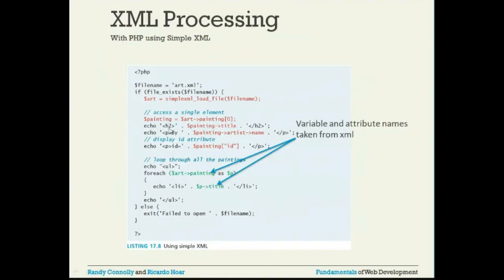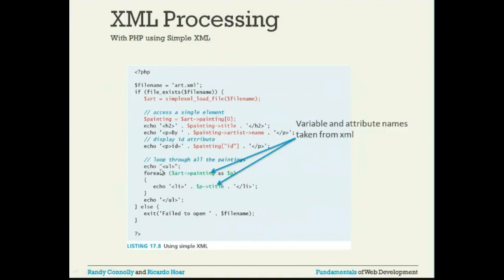Then echo: this is the h2 tag, then you concatenate with the painting and the title. You already have the painting, and you use the arrow operator to get the title, then the closing h2. Similarly, you echo painting, and inside the painting we have artist, and inside the artist we have the name. So $painting->artist->name will fetch the name, and lastly it will fetch the painting id attribute. So it's going to get those elements from the first element only.